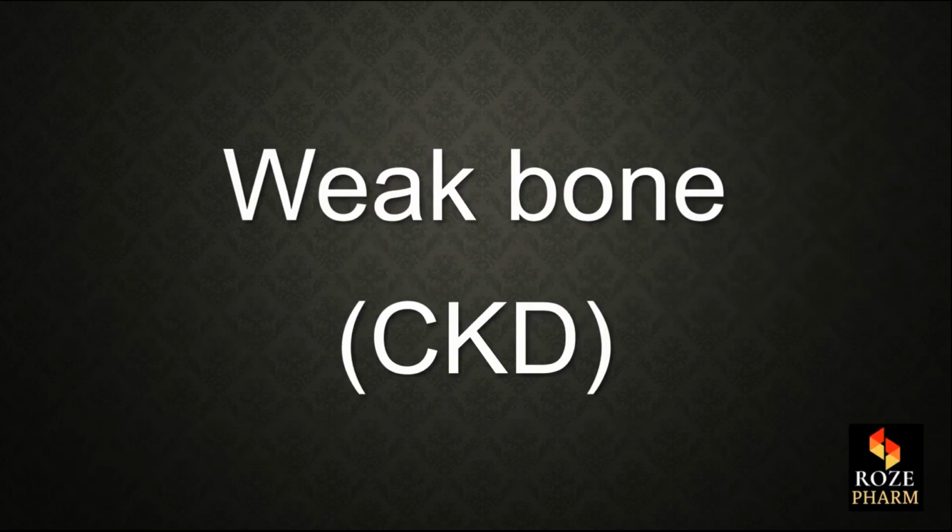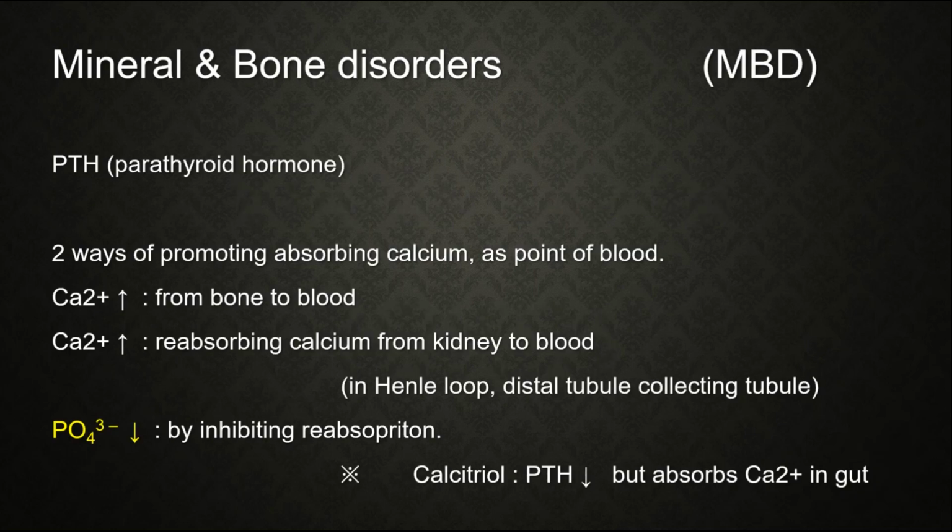Let's check the weak bone disease caused by CKD. There is mineral and bone disorder, in short MBD, because of parathyroid hormone. There are two ways of promoting calcium absorption into the blood. First of all, calcium increases from bone to blood. Calcium also increases by reabsorbing calcium from kidney to blood in the loop of Henle, distal tubule, and collecting tubule. But phosphate decreases by inhibiting reabsorption. For example, calcitriol decreases parathyroid hormone but absorbs calcium in the gut.